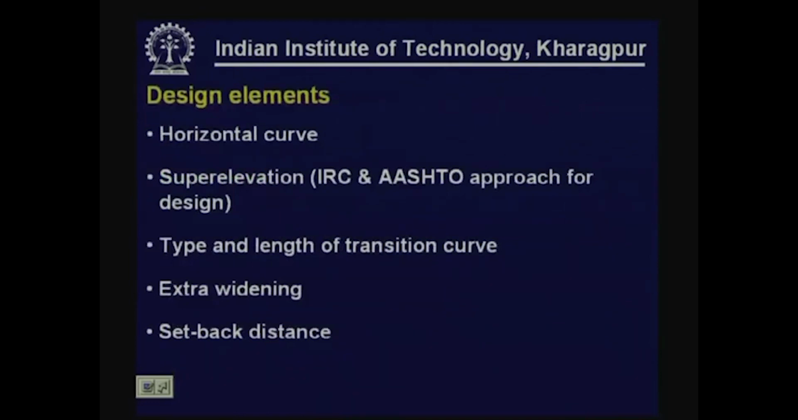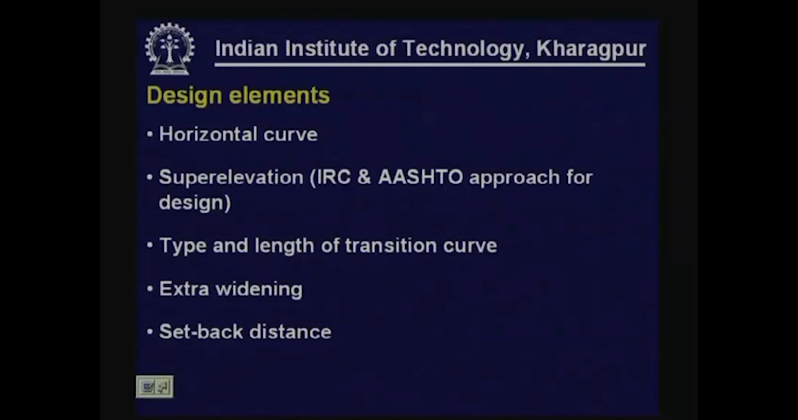Let us look at various design elements related to horizontal alignment. They are horizontal curve, because a road can never be perfectly straight. A straight road is also not preferable from safety point of view. So, a road essentially consists of a number of tangents and curves. So, the curves are essential components of roadway.